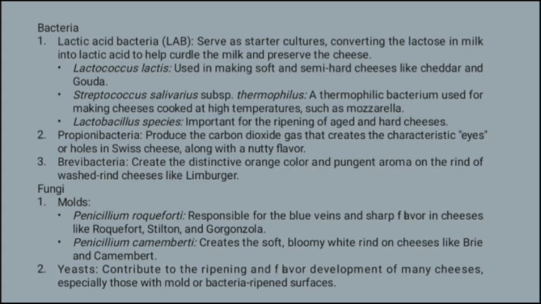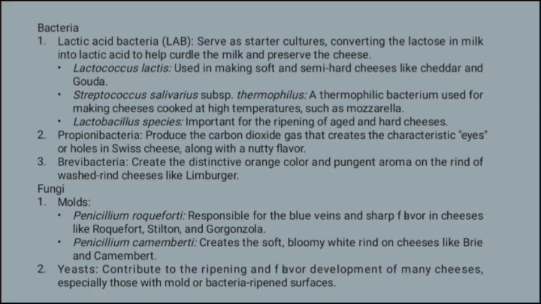Microorganisms play an important role in cheese production. Lactic acid bacteria act as starter cultures by converting the lactose in milk into lactic acid, which curdles the milk and preserves the cheese. Lactococcus lactis is used in making soft and semi-hard cheeses such as cheddar and Gouda. Streptococcus salivarius subsp. thermophilus is a thermophilic bacterium used for cheeses cooked at high temperatures like mozzarella. Lactobacillus species are important for ripening aged and hard cheeses.